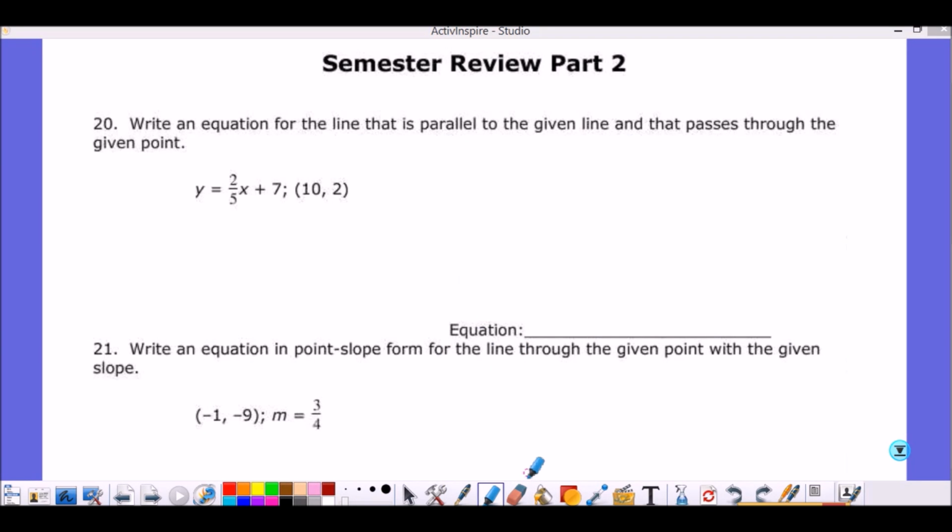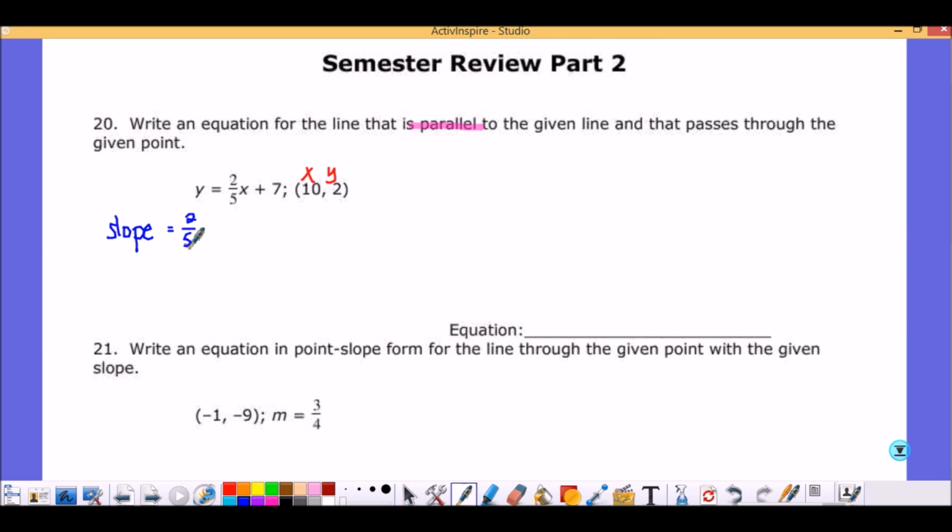This is your instructional video over the semester review part 2. Number 20, write an equation of a line that is parallel and passes through the given point. So this is very similar to the instructional video that we did earlier. So this is my x and this is my y. So the first thing I need is a slope. So the slope is 2 over 5.